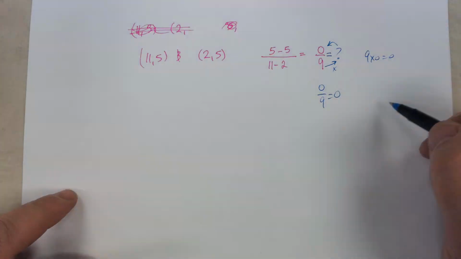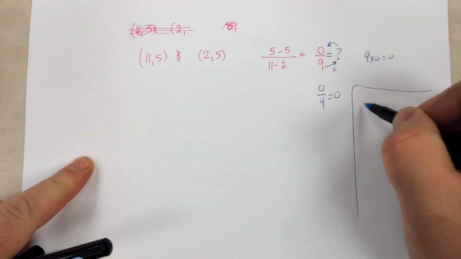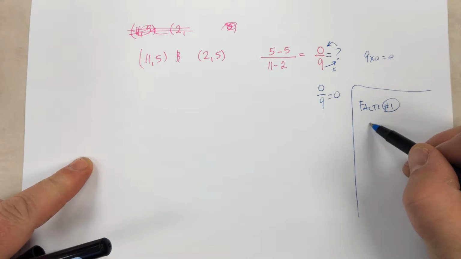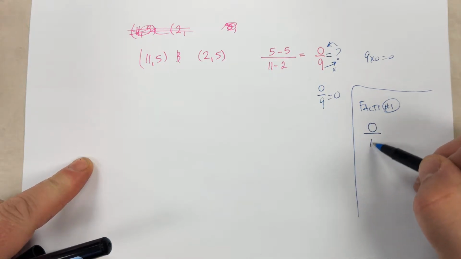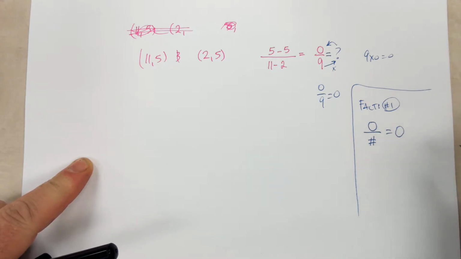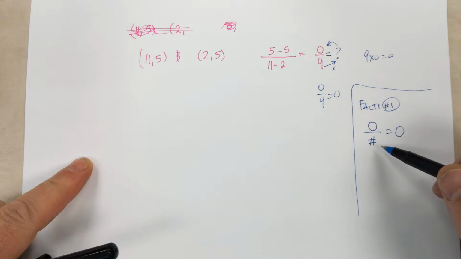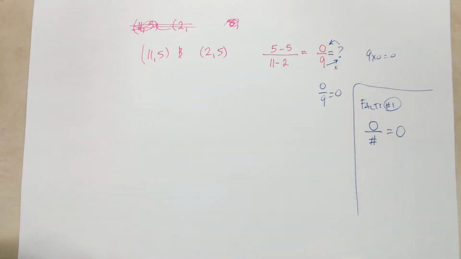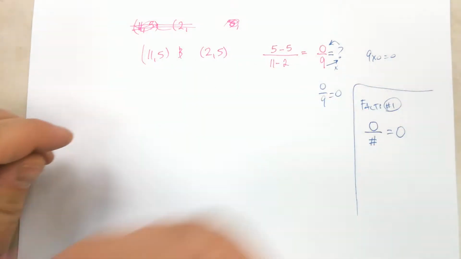So here's the thing. We'll do our facts over here this time. Fact numero uno. 0 divided by a number equals 0. Now 0 over 0 doesn't actually equal 0. That's nothing. But we're not going to get into that. Don't need to worry about that. So 0 divided by another number besides 0 is always 0. Okay? And so let's graph these 2 points.